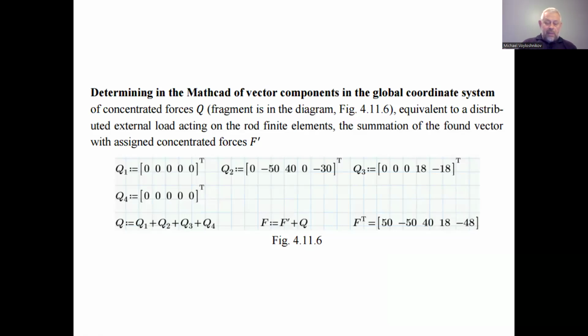So after that, we have to find all the concentrated forces acting on the nodes of the mechanical system instead of the distributed load, which acts within a definite finite element. We have the distributed load acting on the second and on the third finite element. This is a total.